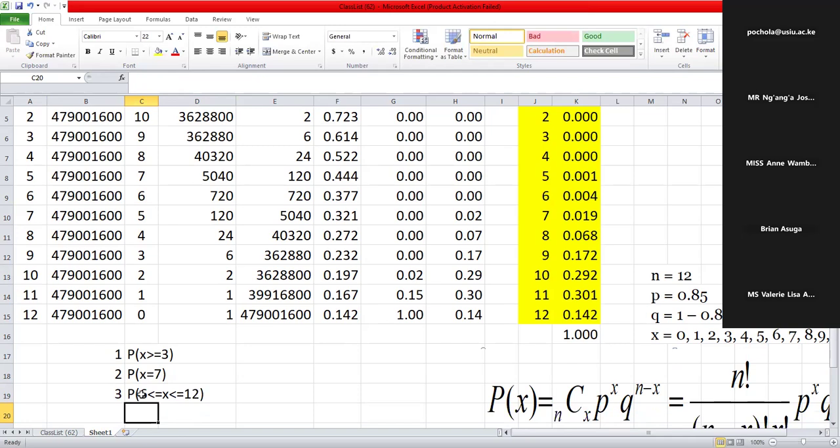So you'll have the probability that X equals 6 plus the probability that X equals 7, all the way up to the probability that X equals 12. So it means you'll add all of these, because 6 and 12 are included.